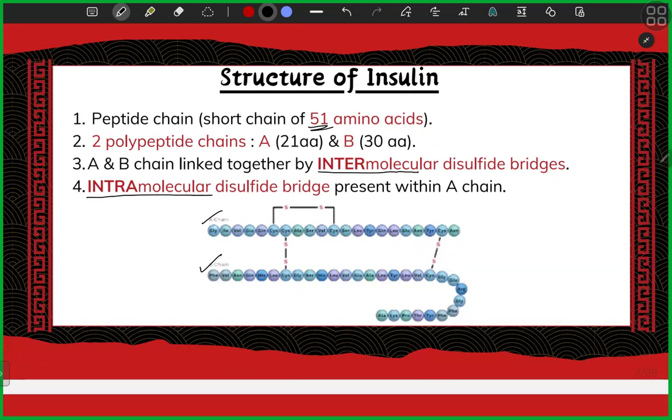Because the doctor herself got confused in the recording. So there is intermolecular, inter meaning between two different chains, and there is intramolecular, intra meaning on the same chain itself. So there are two intermolecular disulfide bridges. You see, there are two sulfides. These are disulfide bridges between the two chains. And there is one intramolecular disulfide bridge within the A chain itself.